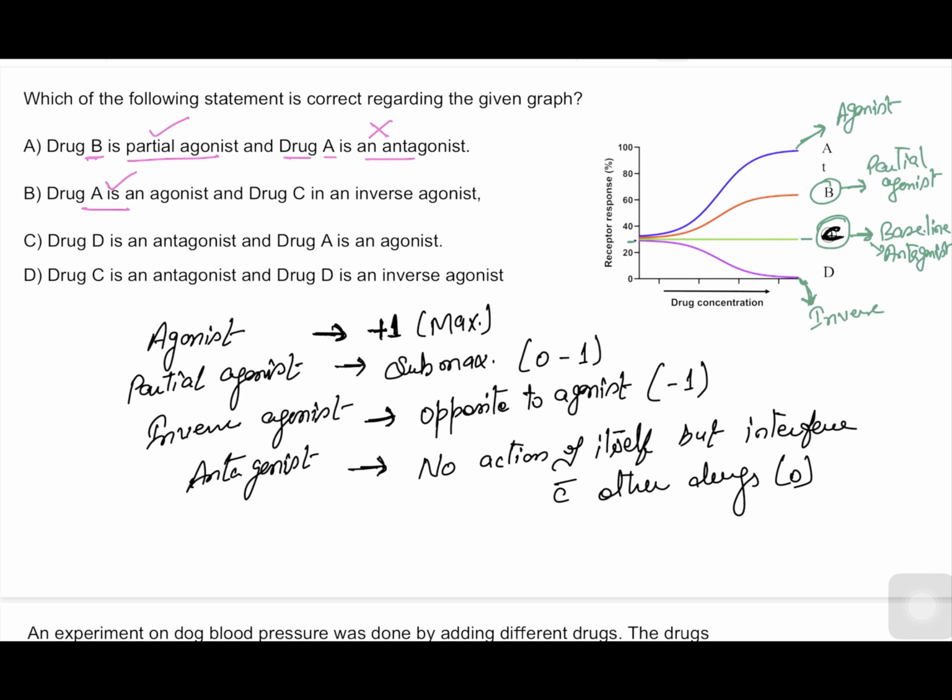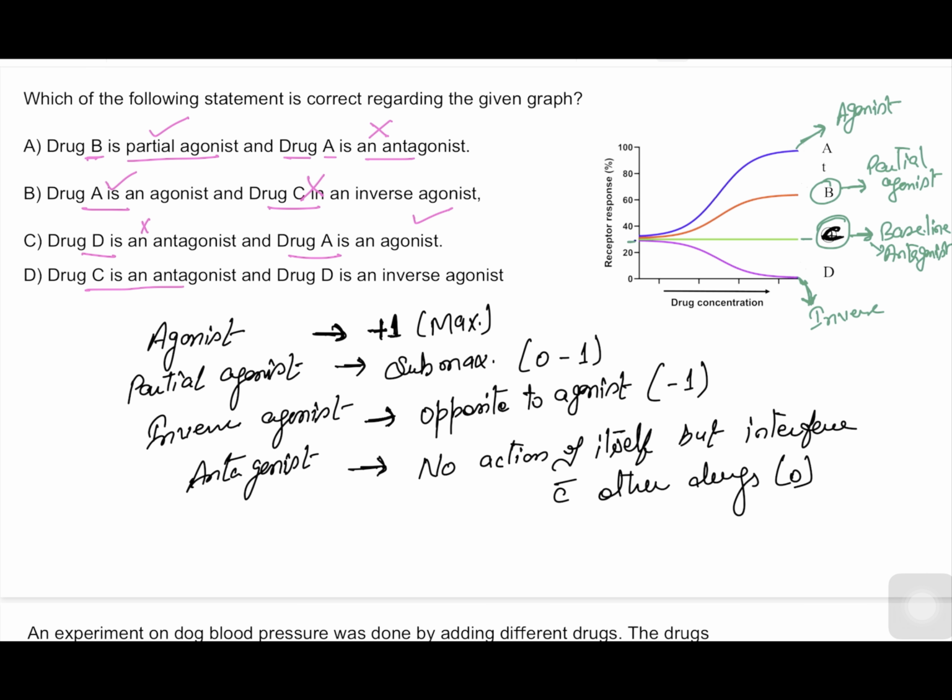Second, drug A is agonist, yes. Drug C is inverse agonist, no, because drug C is antagonist. Next option is saying drug D is antagonist, no, because it is an inverse agonist. Drug A is agonist, yes.